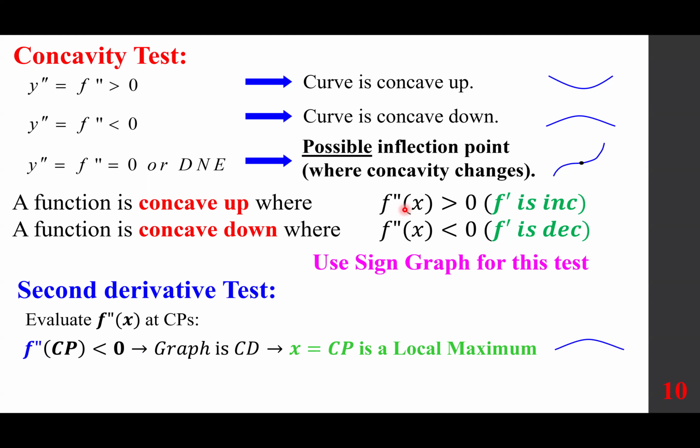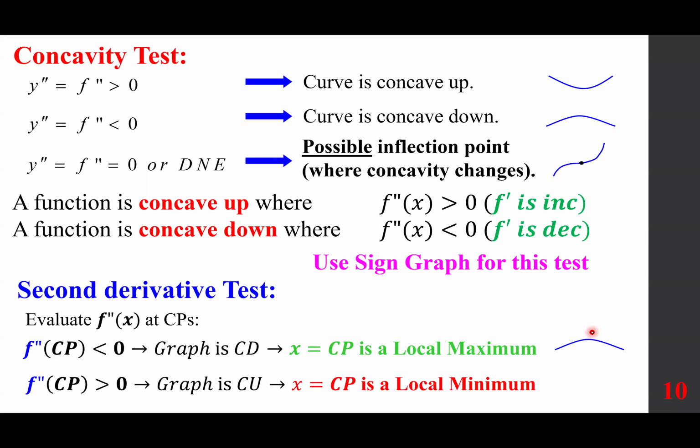So when you plug in the critical point and it becomes negative, it means concave down. Concave down looks like this. So what is this? Local maximum. On the other hand, if it's positive, it looks like this because it's concave up. So that's a local minimum. So this is an excellent test for applications, not necessarily for graphing.